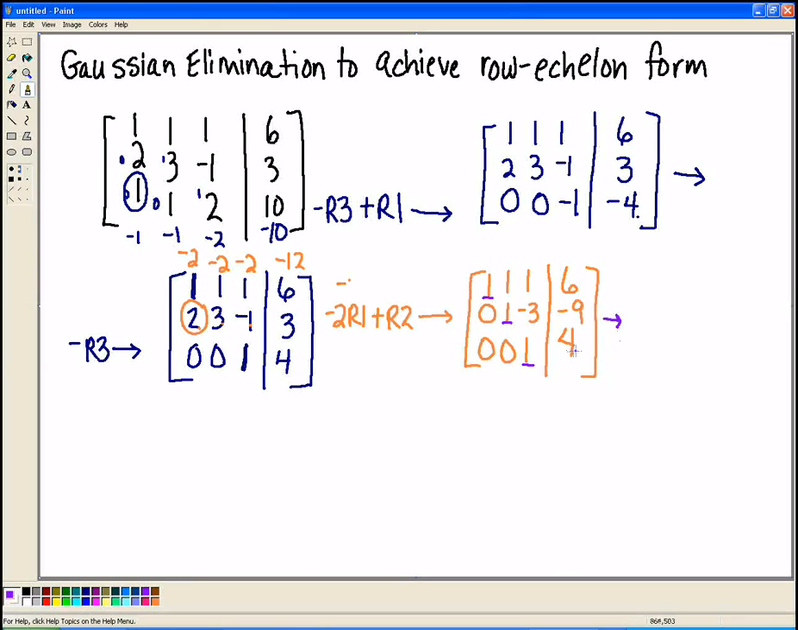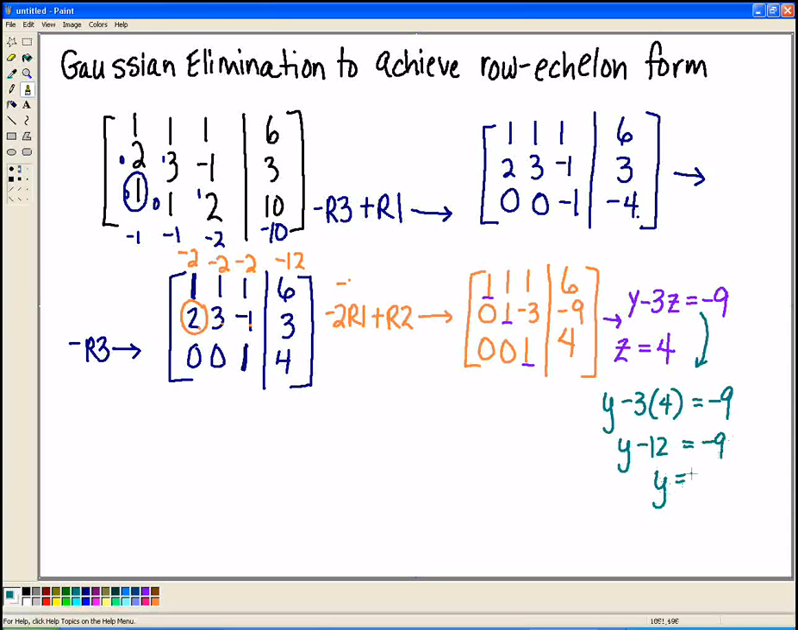I'm going to translate this back into my system of equations. Z is going to equal 4. Okay? From this, I know that y minus 3z is going to equal -9. But I can actually plug in for z and solve for y. I get y minus 3 times 4 equals -9. Y minus 12 equals -9, or y equals 3.